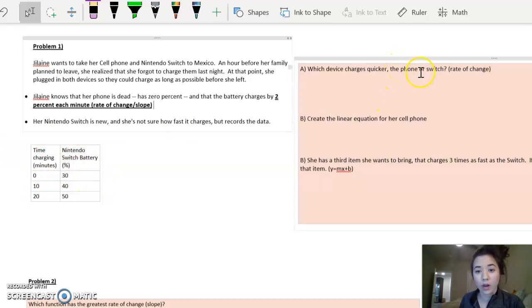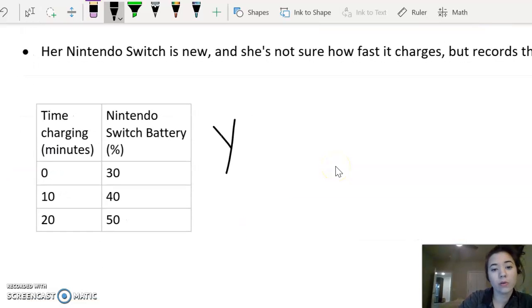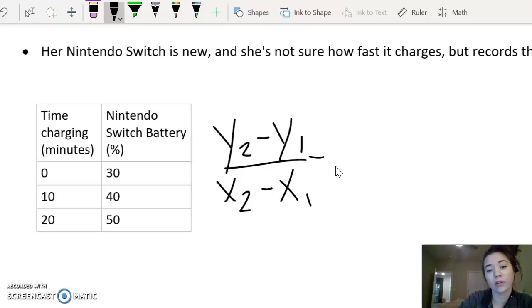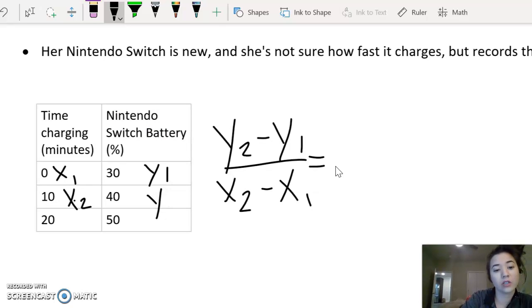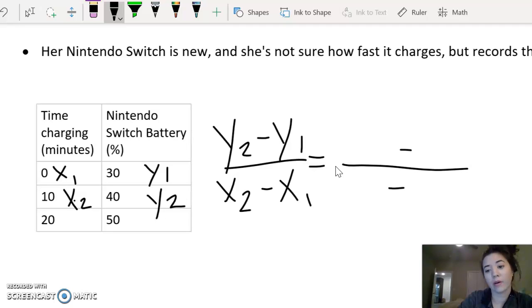Her Nintendo Switch is new and she's not sure how fast it charges, but has the data right here. Which device charges quicker? And we're talking about the rate of change here, or her slope. So the slope of the phone is 2, and I want to know which charges faster, which one has a higher slope. So we're given our slope for her phone, we just need to find her slope for the table. Now we know our equation for slope, y2 minus y1 over x2 minus x1. So we can say this is x1, x2, this is y1 and this is y2, and we can calculate the slope.